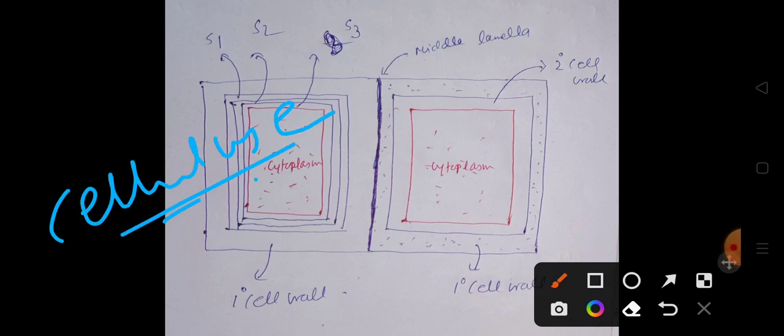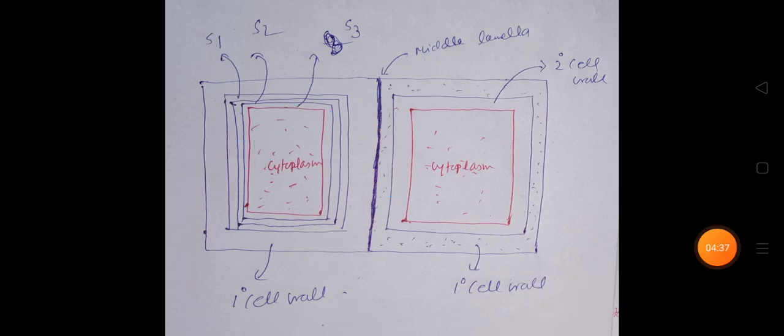Okay, and now what is the function of the primary cell wall? So the function of the primary cell wall is very normal. That is the generalized function, for example, to protect the cell, as well as storage function. Okay, so that is all about our primary cell wall.